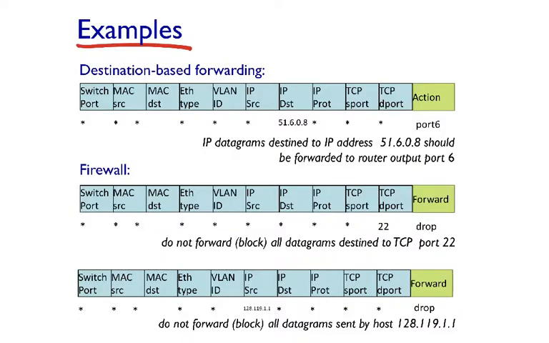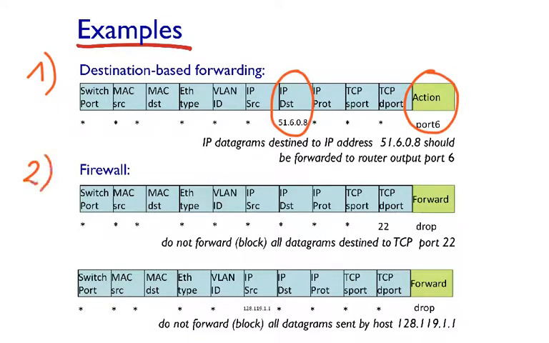So in this slide we have different examples of match plus actions. In this first example we have the normal destination-based forwarding. We can see that all the packets destined to this specific host with this specific IP address should be forwarded by means of port 6.